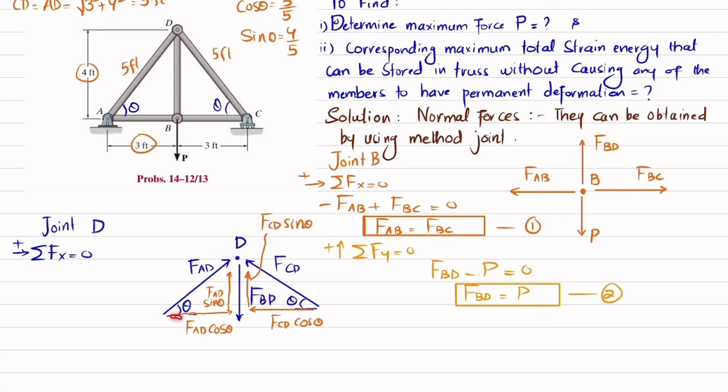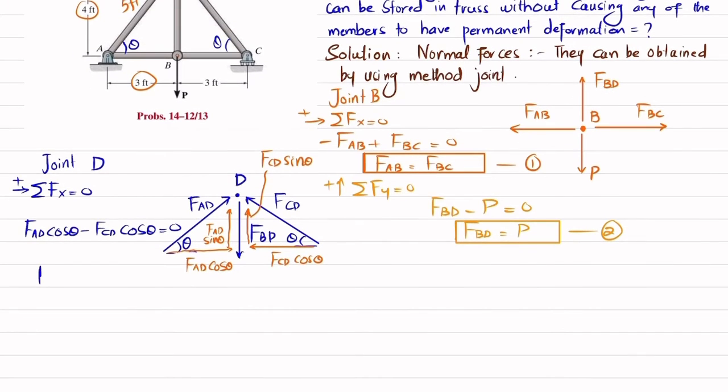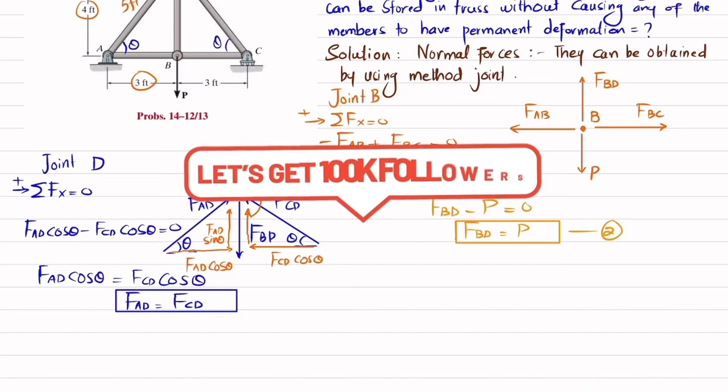So we'll apply the equation of equilibrium, the sum of all forces along the x direction. You can see along the x direction, this and this force are acting. So I will write FAD cos theta minus FCD cos theta is equal to 0. So what we will get is that FAD cos theta will be equal to FCD cos theta. Cos theta will be cancelled. So FAD is equal to FCD. And this will be our equation number 3.